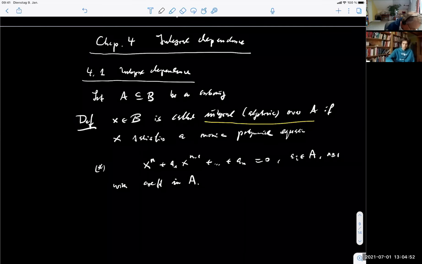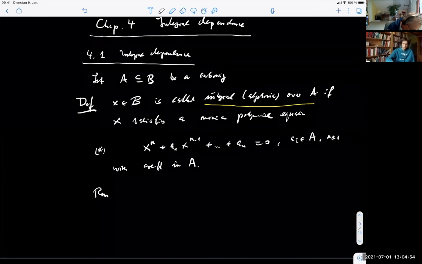Okay, so remark: a couple of properties. It's obvious that an element a in A is integral over A. The equation is just x minus a. It has a zero a, it's monic, and the coefficients are in A, right? Good.